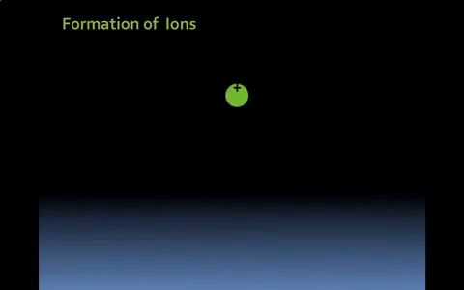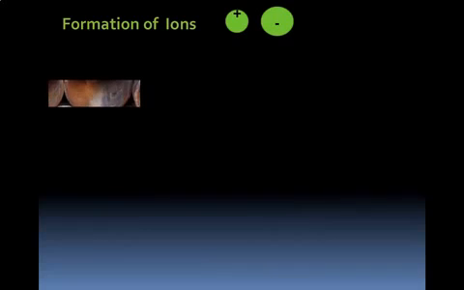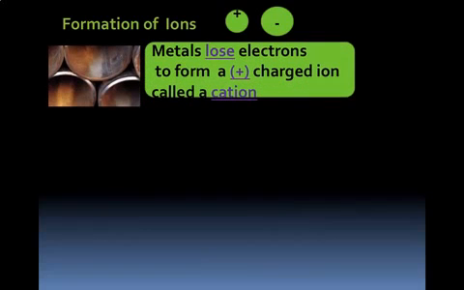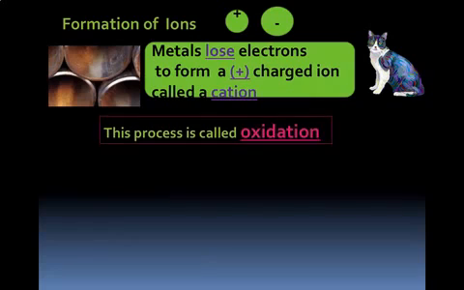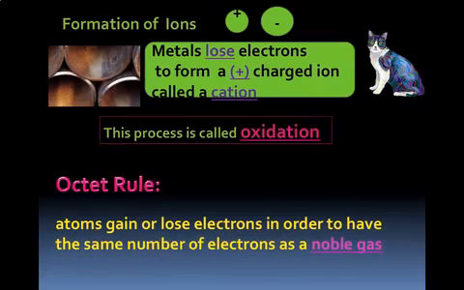To form an ion is going to have a positive or a negative charge depending on if it's gaining or losing electrons. Metals will lose electrons and form a positively charged ion. Because they're losing electrons, they're losing negatives, so they end up being positive. This is called a cation, not a caution, but a cation. This process is called oxidation, and it follows the octet rule.